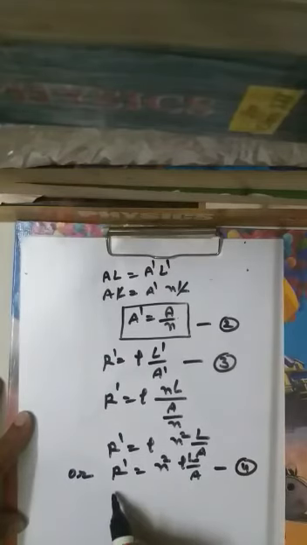By equations 1 and 4, R dash is equal to n square R. This shows the resistance of the wire becomes n square times the initial resistance. For example, if we stretch the wire to twice its original length, then the resistance becomes 2 square, which is equal to 4 times.